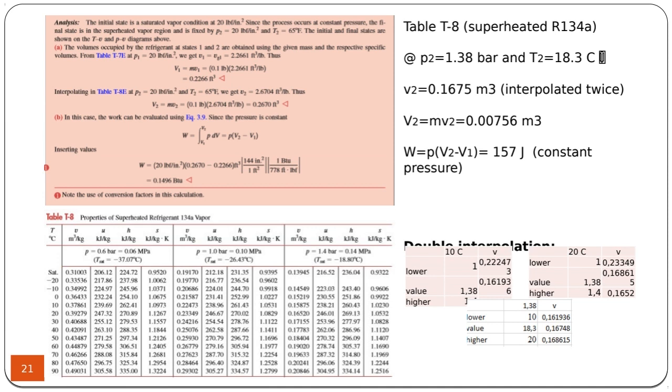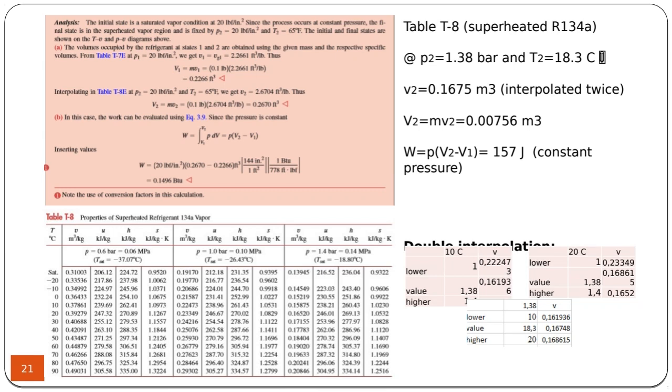you are given neither directly the pressure nor directly the temperature, because if you look at the tables you will see that you don't have 1.38 bars. Instead you have 1 bar and 1.4 bar. So the pressure is between 1 bar and 1.4 bar. The given pressure is 1.38, so you don't have the exact pressure. Also, you don't have the exact temperature.